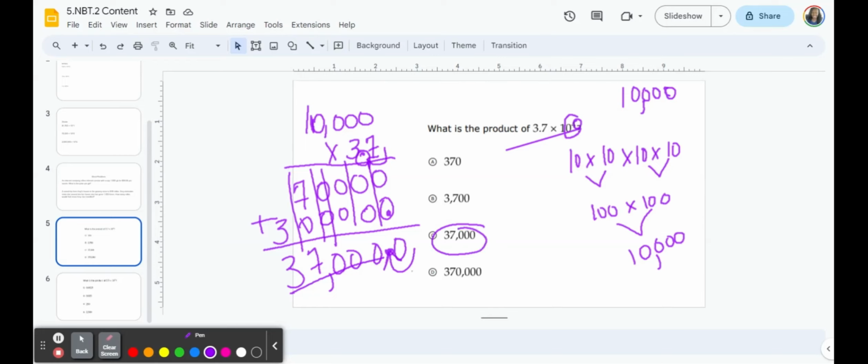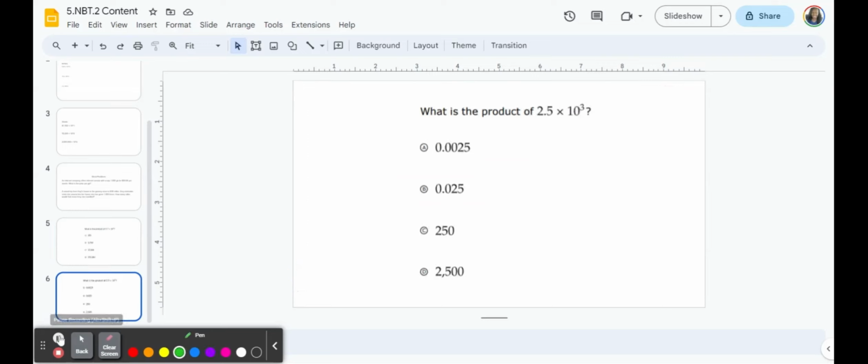So you always have to focus on that decimal place in your answer, because if you forget that decimal place, then you would have thought the answer would have been D. But because we had to incorporate that decimal place back into the problem, that made it 37,000. All right, so now let's focus on this problem. What is the product of 2.5 times 10 to the third power?